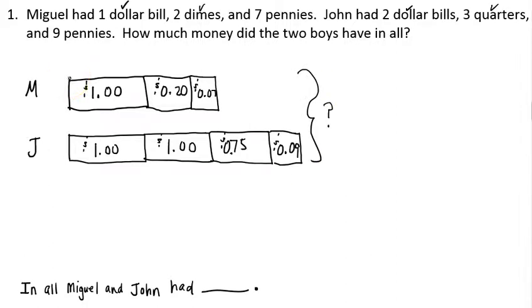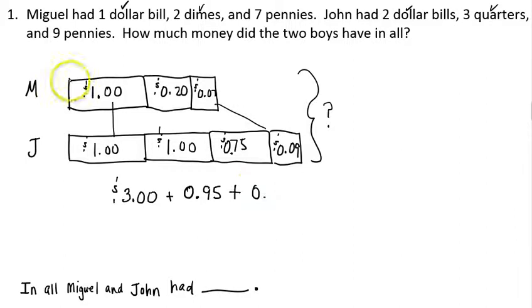So I need to add these amounts. Well, let's see what I can combine to make it a little bit easier. I can combine my dollars first. So I have $3 plus, let's combine our 20 cents and our 75 cents. That would be 95 cents. And then we can combine our 7 cents and our 9 cents for 16 cents.